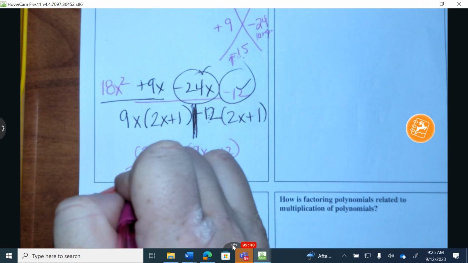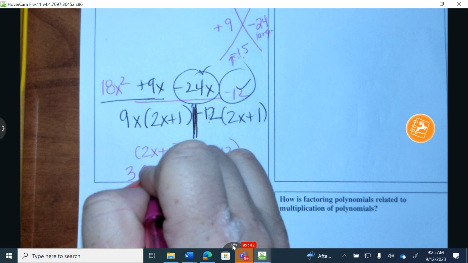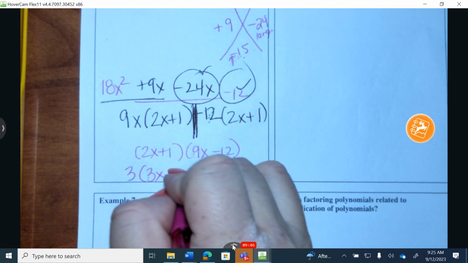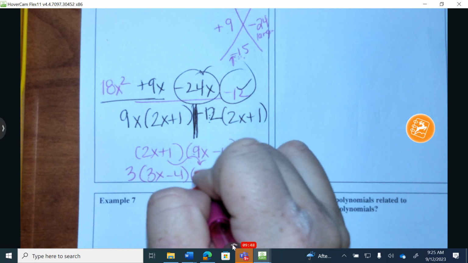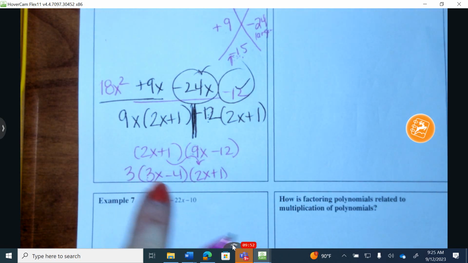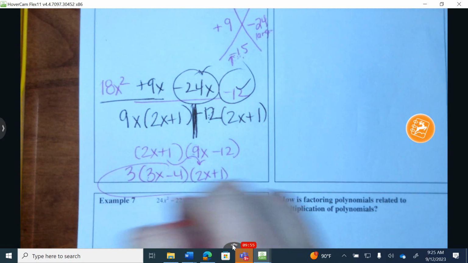So I'm going to factor out a 3. And when I factor out a 3, I'm left with 3x. So divide this by 3 and divide this by 3. And then I'll put this factor second. It does not matter if I put 2x plus 1 first and 3x minus 4 second. Doesn't matter. This is my final answer.